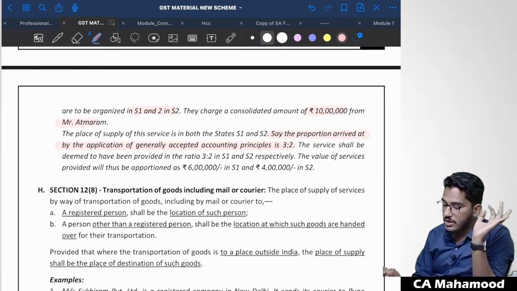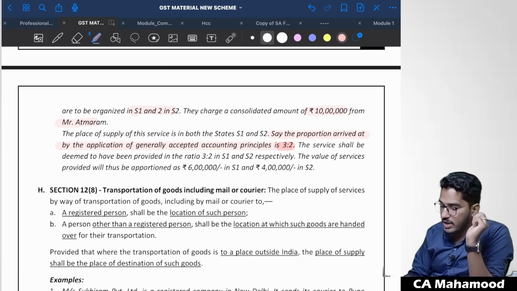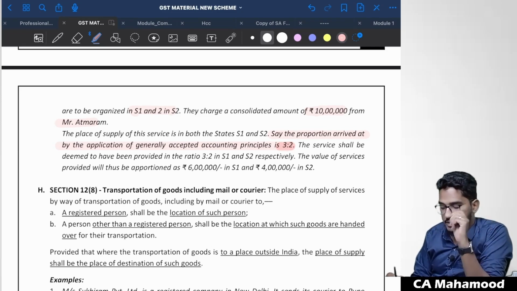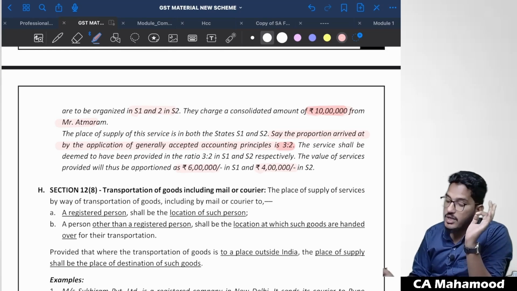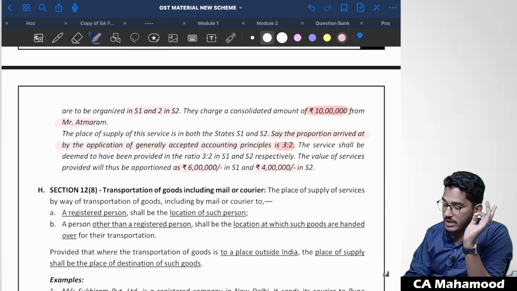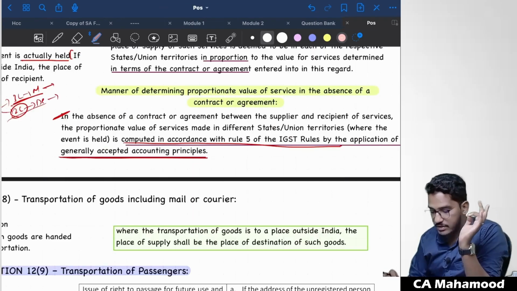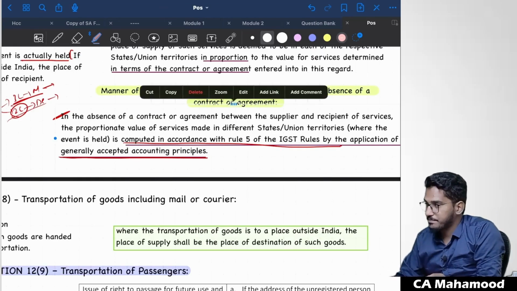That's it. So in the question they will say, as per generally accepted accounting principle, the ratio is 3:2. So you have to divide in this ratio only. The service shall be deemed to have been provided in the ratio of 3:2 in state 1 and state 2. So this 10 lakh rupees I have to divide in the ratio of 3:2. You will get 6 lakh in state 1, 4 lakh in state 2. Accordingly, you have to determine the place of supply. Understood? So this is what you have to do in case the event is getting conducted in more than one state. Clear? Comfortable everybody till here?